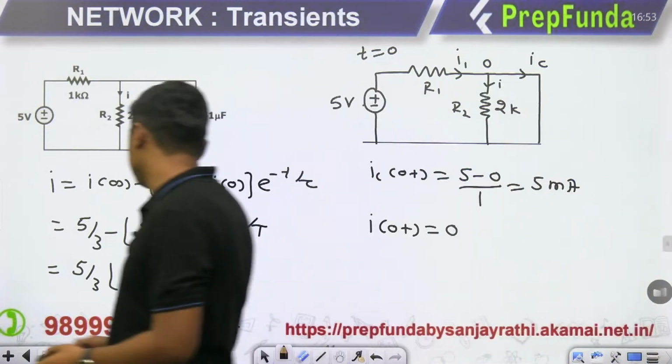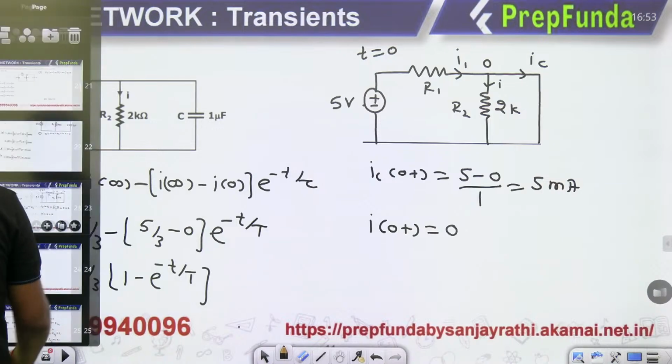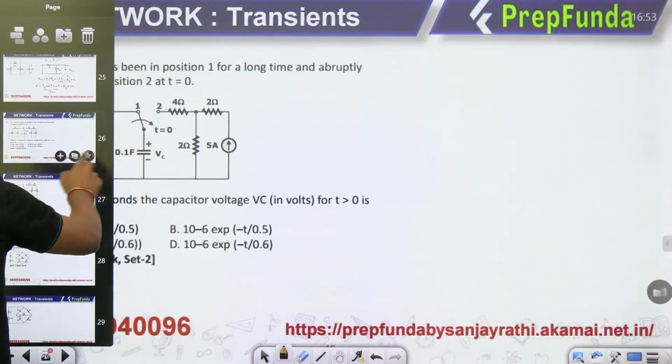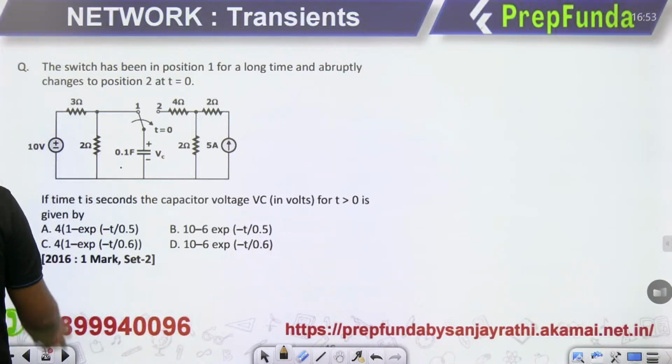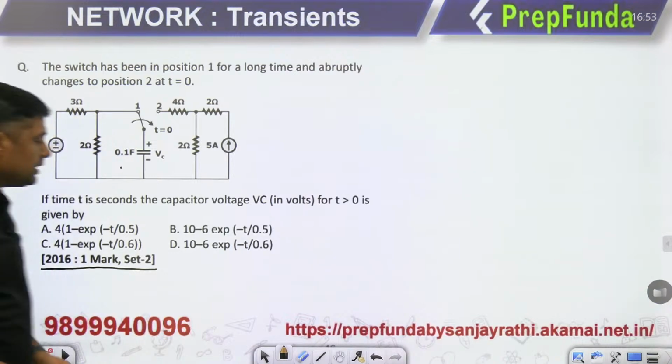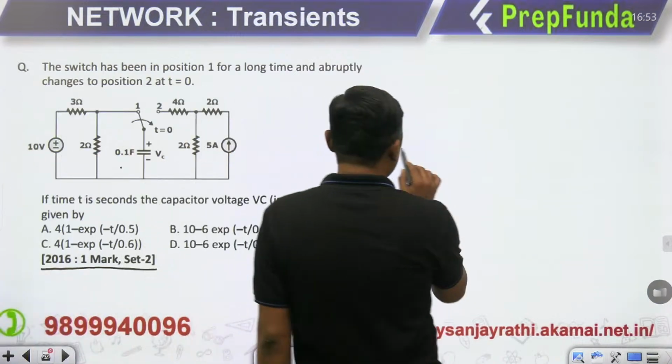Okay, then now let's come to the next question. That is in 2016, 1 mark question. Switch has been in position 1 for a long time. Long time means circuit will reach to what? Steady state, and abruptly changes to position 2 at t equal to 0. t equal to 0 पे ये 2 पर आ जाएगा. तो long time के लिए अगर आपने यहां रखा है तो क्या होगा जरा?